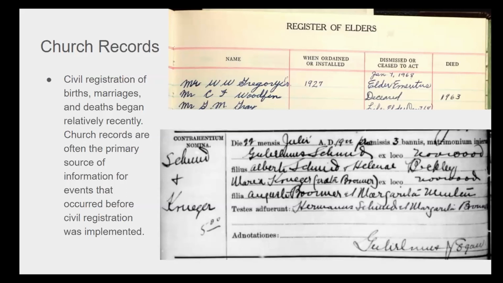And civil registration, or the state-mandated vital records, emerged relatively recently. So for events that predate the government's requirement for vital records, church records are going to be the next best thing. The extent of availability for church records will vary based on factors like the specific church denomination and geographic location, and in some cases, these records can span many decades or even centuries.